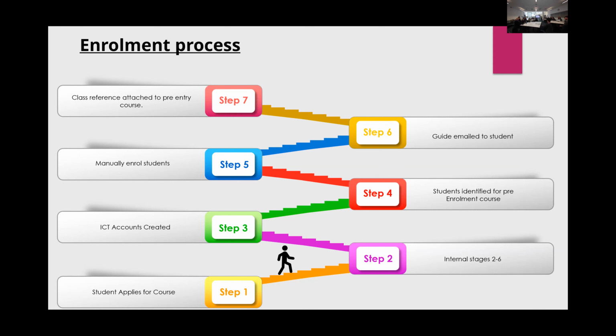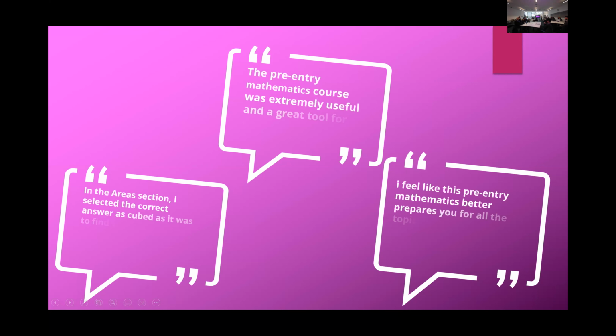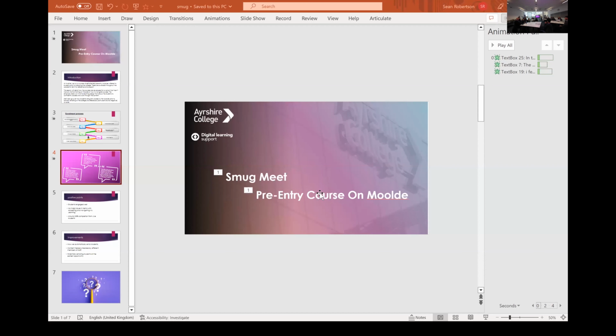We then attach that to the class, because what would happen is, let's say for example, there were 450 students identified at the manual enrolment part. There might be another 50 students who came in late and were never manually enrolled, so they would be automatically enrolled, and they would just start it as they started their actual main full-time course as well.